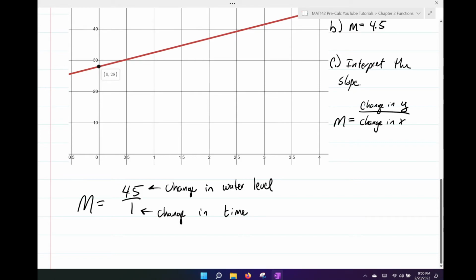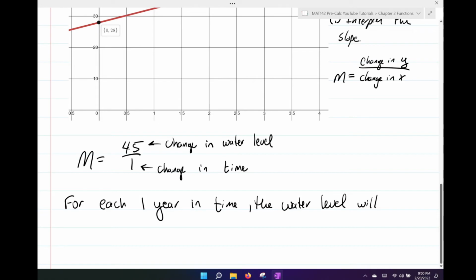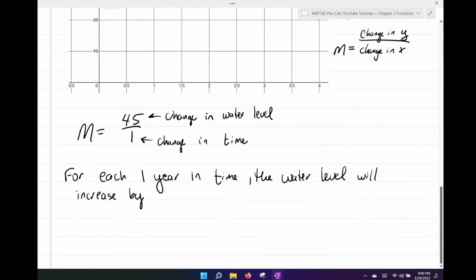And now that we have an actual definition of what these variables stand for, we can interpret our slope as, for each 1 year in time, the water level will increase by 4.5 feet. So that's one way that you can interpret this.